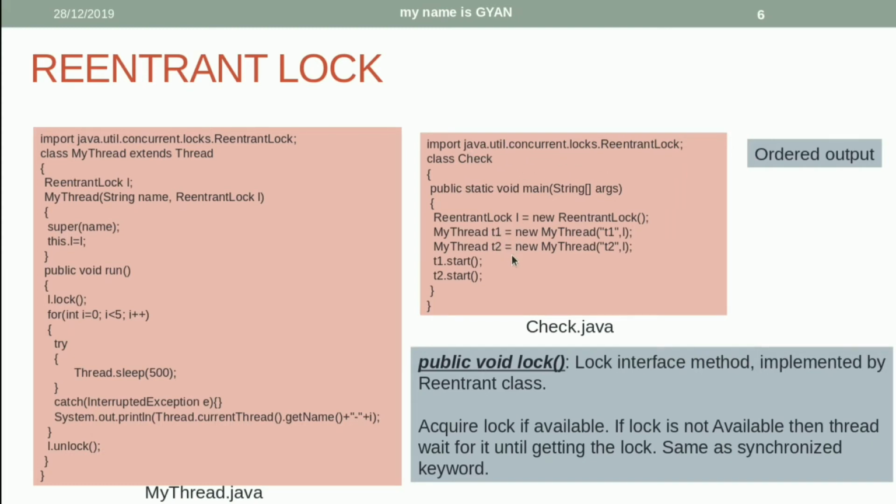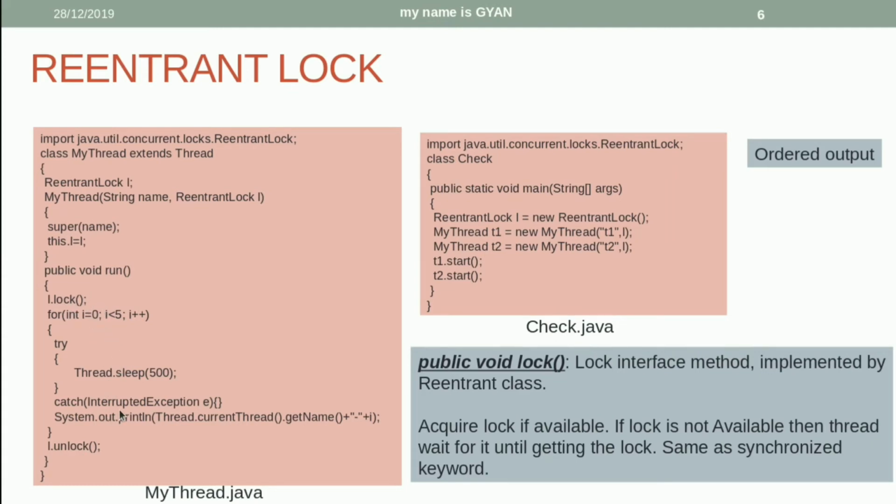While creating the two threads, the same reference will be passed to both threads, and that reference will be stored into the reference variable L, the instance variable L of class MyThread. So two threads are now working on the same object, the same ReentrantLock object. By using the reference variable L, we can call the lock method, and the thread which executes this lock method first will be able to execute this for loop.